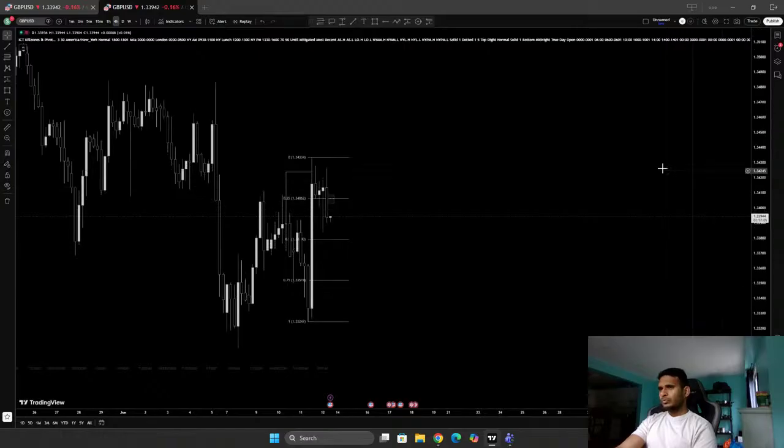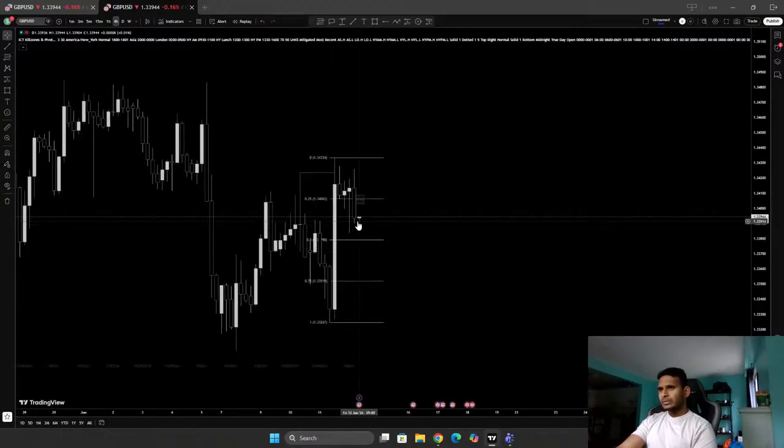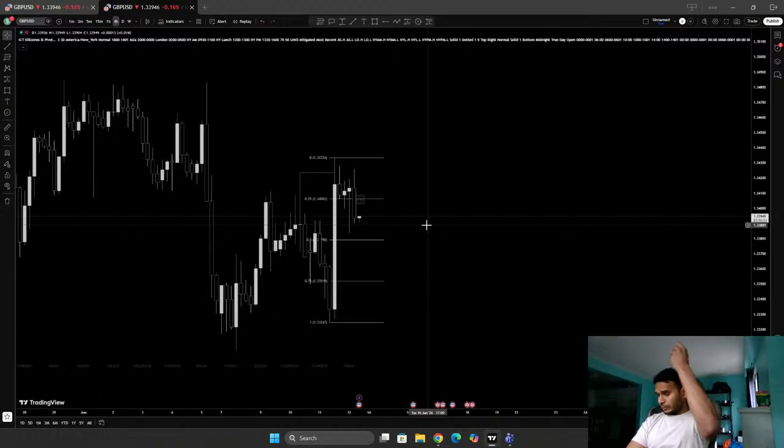The 90240 candle has been closed. The 4-hour candle has been closed, and you can clearly see the break of this level. The 25 has been broken. You could expect the price to go to 50, right? That's it.